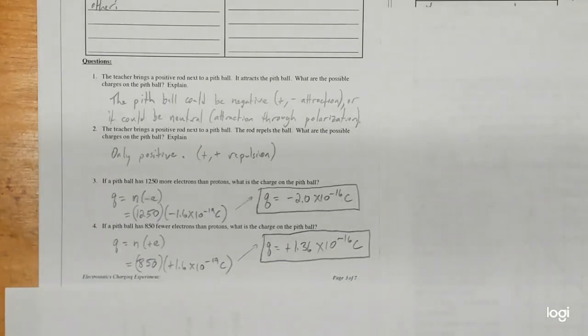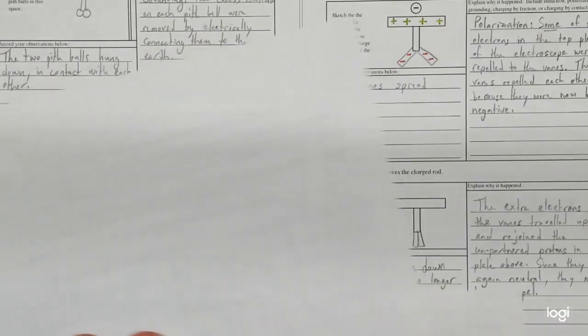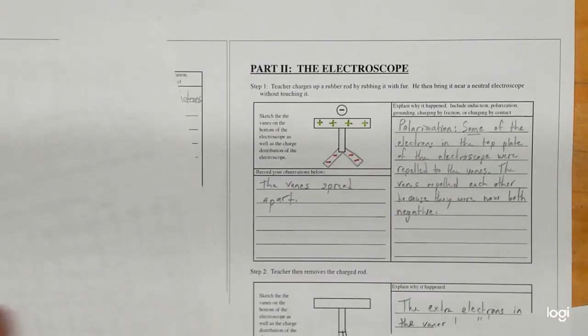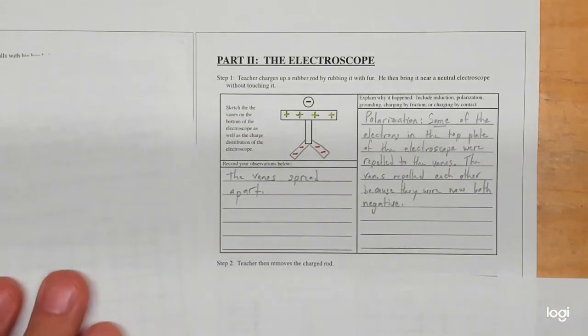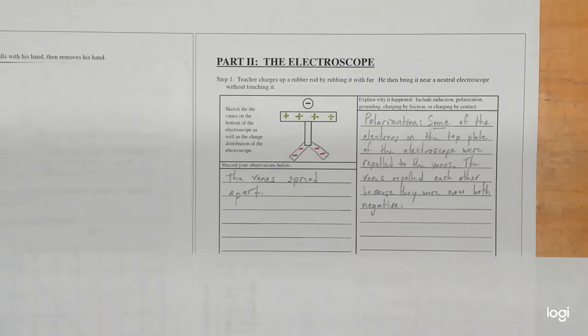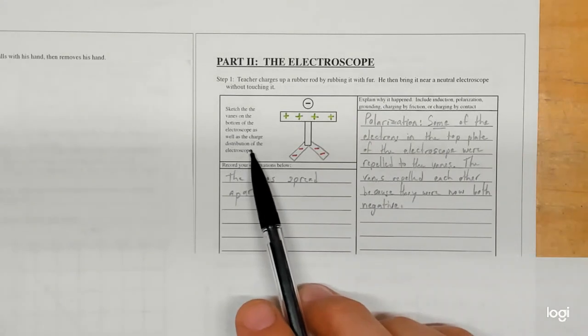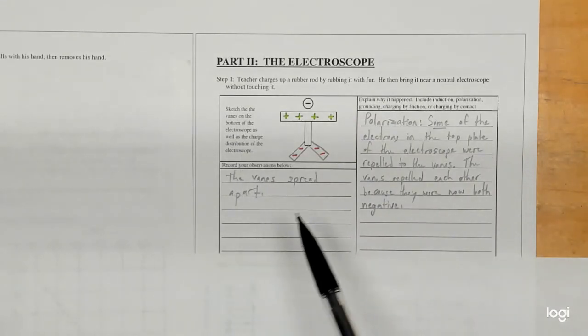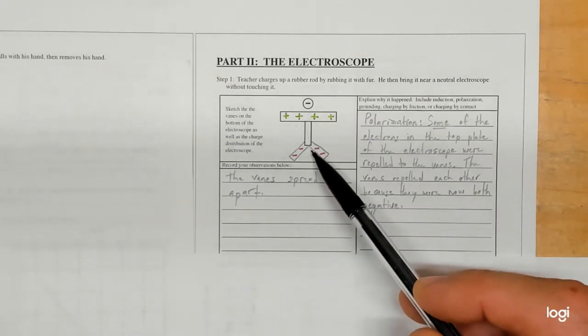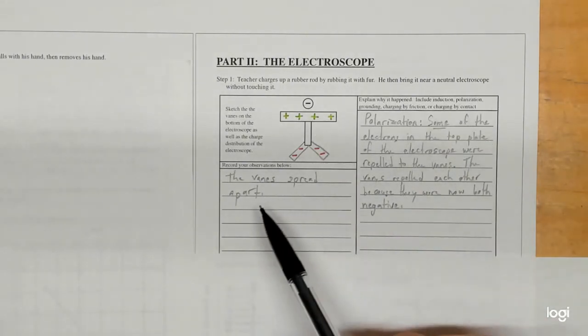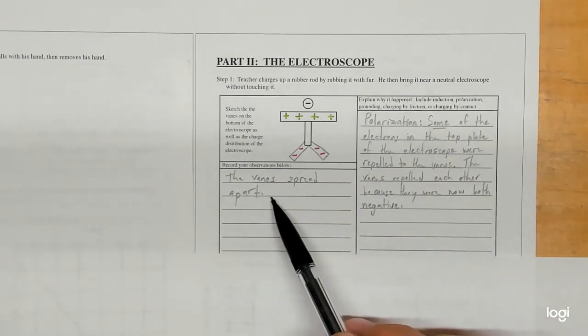Okay, so we'll move on to the electroscope now, part 2. So in this demonstration, what I did is I charged up a rubber rod with fur, and then I brought it near a neutral electroscope without touching it. And then here it says sketch the vanes as well as the charge distribution. So what you have to do is draw the vanes spread apart like this. And the observation is the vanes spread apart.